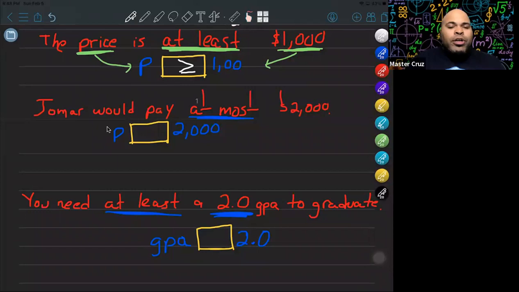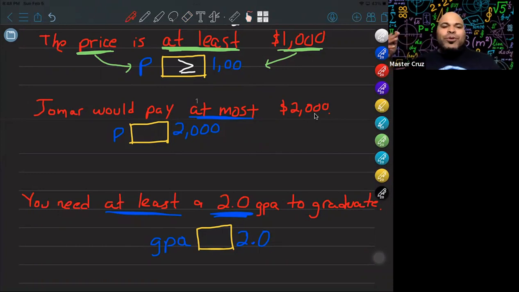It says Jomar would pay at most. That's what that says. I'm not sure what happened there. So let's fix it real quick. There you go, there you go, and there you go. At most $1,000 for a field trip. So not for a field trip, sorry, for a vacation trip. So let's say that you want to go to New York.